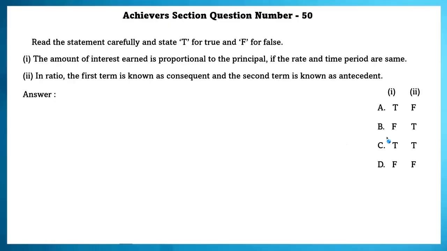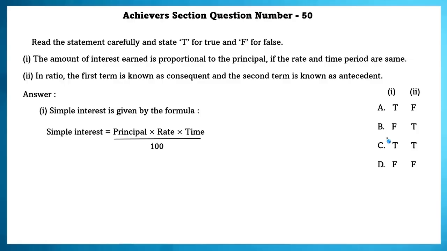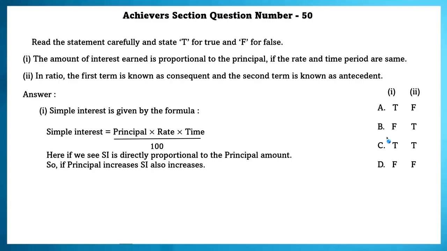Achiever section question number 50. Read the statements carefully and state T for true and F for false. The amount of interest earned is proportional to the principal if the rate and time periods are the same. So, simple interest is given by the formula: simple interest is equal to principal into rate into time by 100. Here if we see, SI is directly proportional to the principal amount.